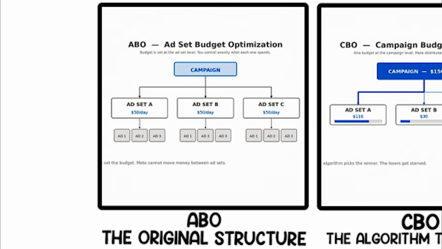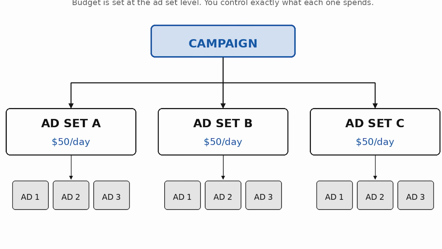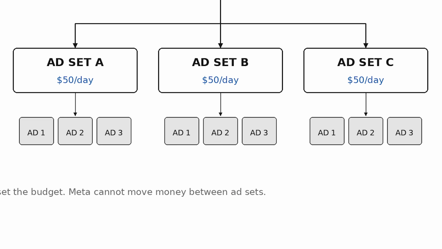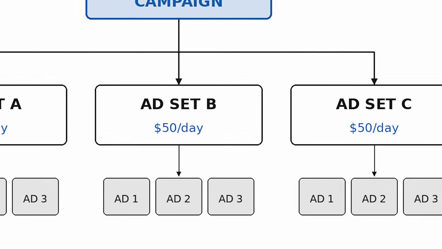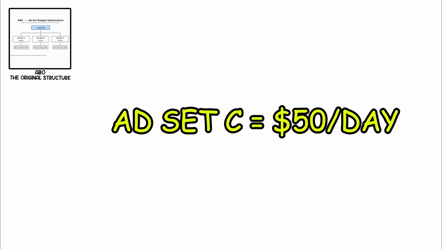ABO, the original structure. ABO stands for Ad Set Budget Optimization, and it's the original way every Facebook ad account was built. Here's how it works. You create a campaign. Inside that campaign, you create ad sets. And each ad set gets its own budget that you set manually. $50 a day on ad set A, $50 on ad set B, $50 on ad set C.